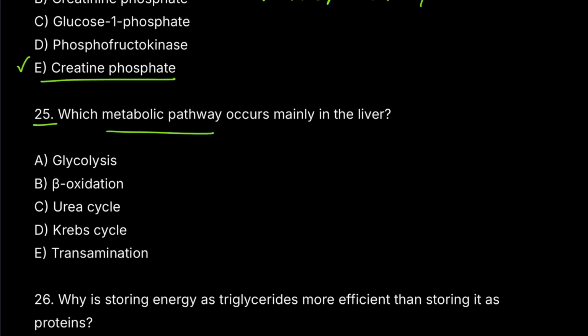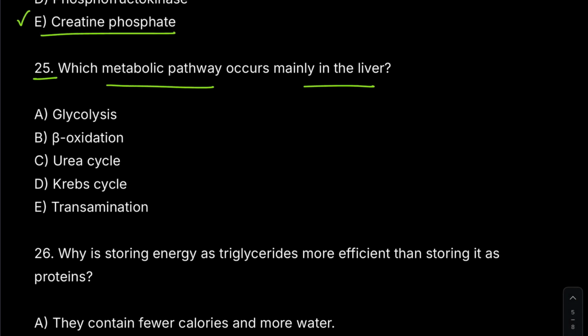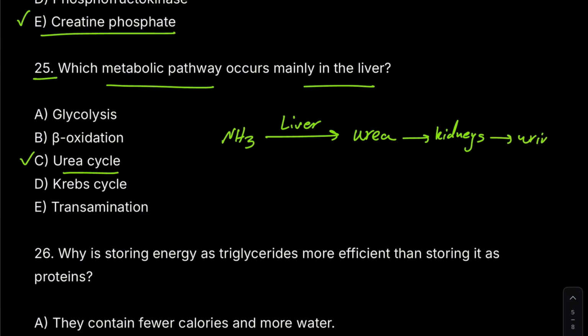So, question number 25. Which metabolic pathway occurs mainly in the liver? The correct answer is C, urea cycle. The liver converts toxic ammonia produced during amino acid metabolism into urea through the urea cycle. Urea is then transferred to the kidneys and eliminated in the urine. Got it?